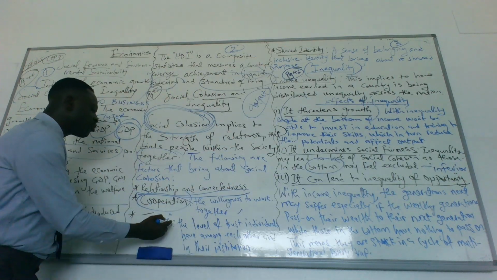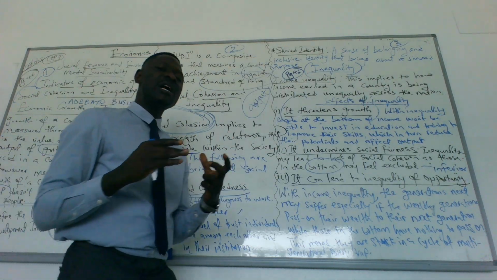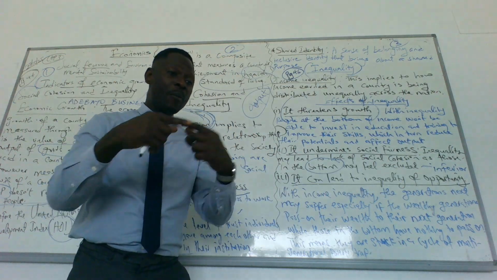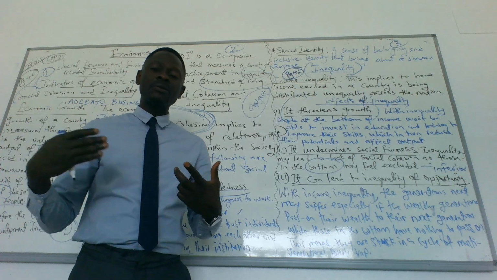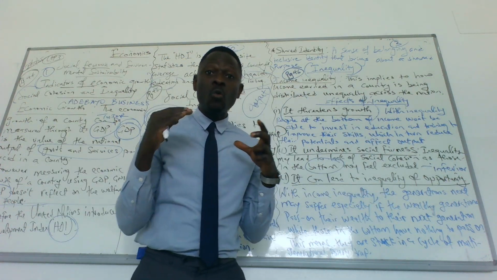And the third one is trust. When we talk about trust, we're talking about the level of trust individuals have among each other and in the institution. And when we talk about institution, we're simply talking about the different sectors of the economy. So what trust do we have?